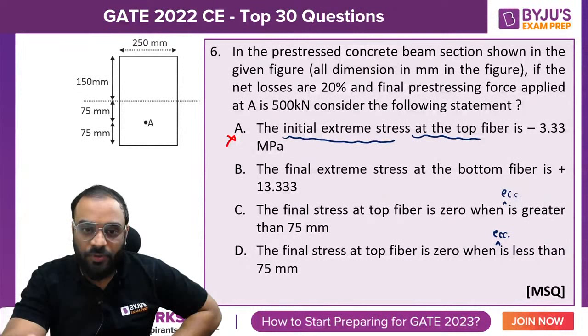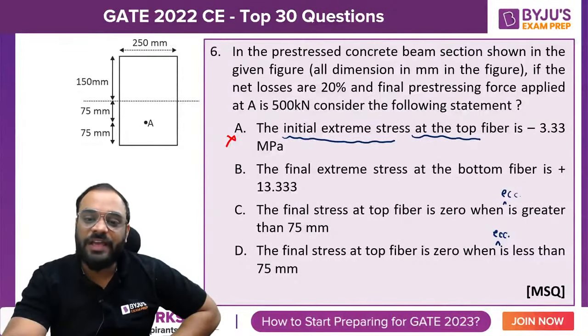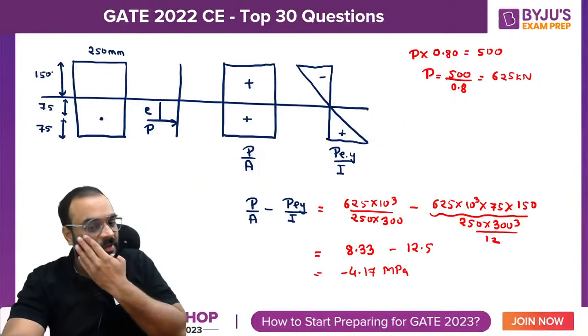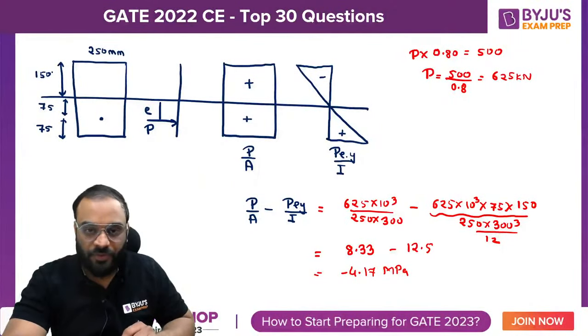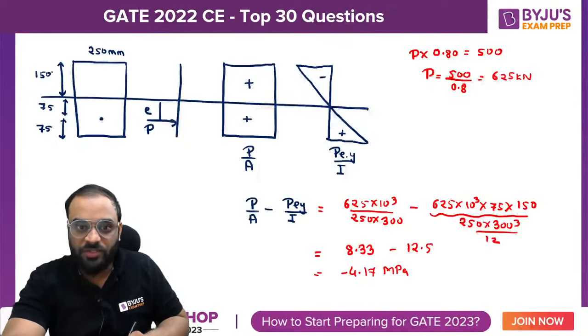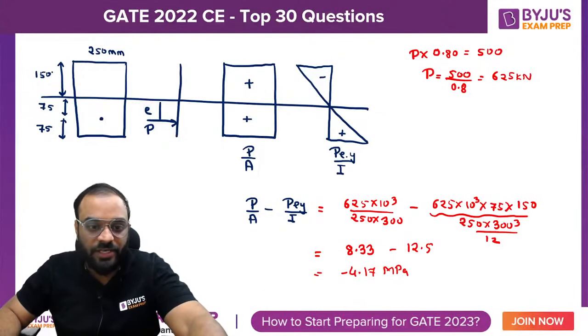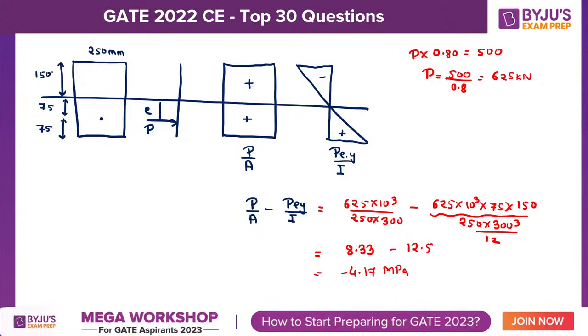Now the next problem is we need to find out the final extreme stresses at the bottom fiber, right? So at the bottom fiber, what will be the value? Let me show you that part also. Okay, just a second, guys. I am hiding myself so that I can write in that particular space.